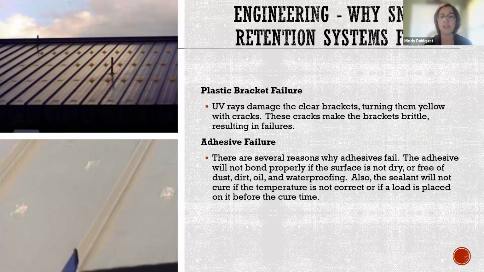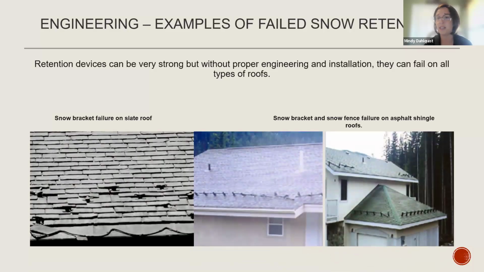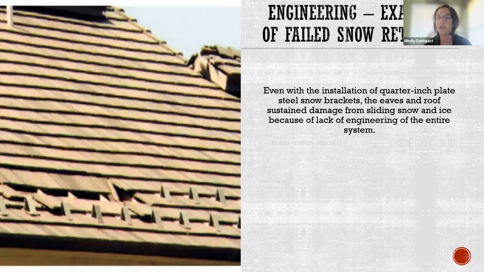Plastic bracket failure is the easiest and most common one. I don't think I've ever seen a plastic bracket project that had all of its brackets up on the roof still, and you just have those little Band-Aid adhesives. So many, many failures of snow retention can most definitely happen, even with the strongest of materials, if you are not considering those factors. This one here, those brackets are not made to take that impact.